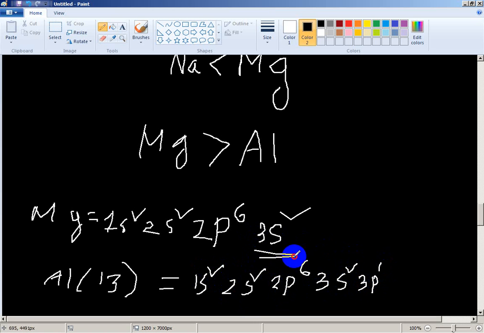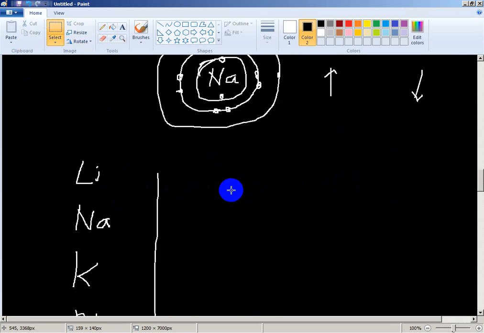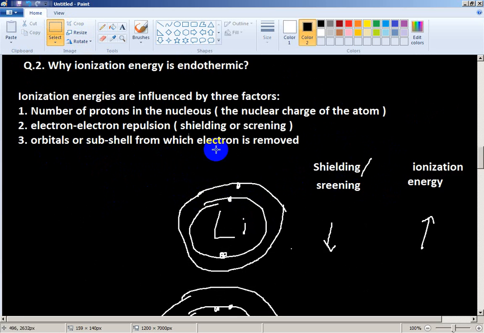Here the outermost shell orbital is fully filled, so this is more stable. In aluminum, the p orbital is not fully filled or half filled, so it is less stable. Have you understood? For this reason, magnesium has more ionization energy, because of the full orbital. So it is this effect: the orbitals or subshells from which the electron is removed.